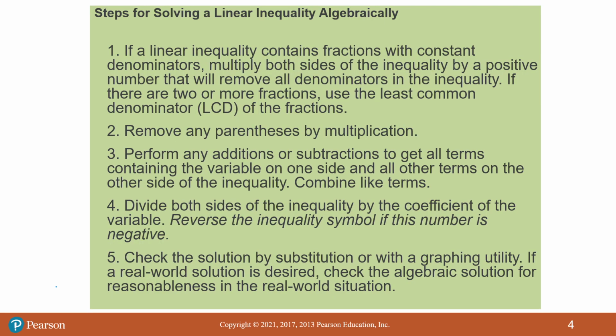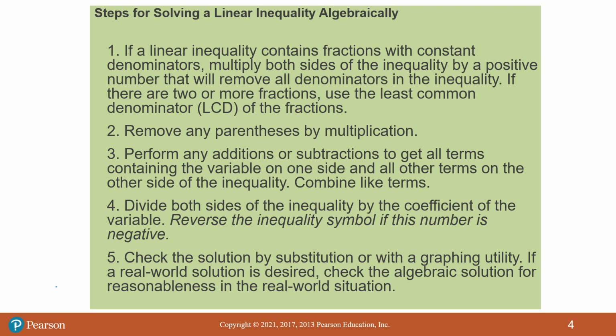We have steps for solving a linear inequality algebraically. It's a 5-step program here. We start with step 1. It says if a linear inequality contains fractions with constant denominators, we'll multiply both sides of the inequality by a positive number that will remove all denominators in the inequality. If there are 2 or more fractions, we use the least common denominator, or LCD, of the fractions.